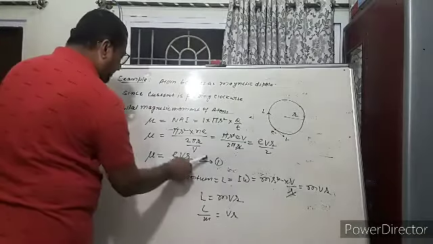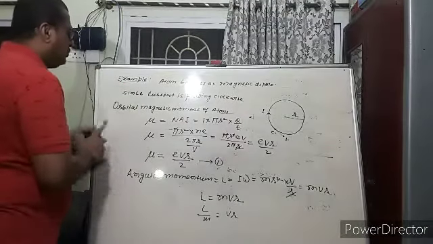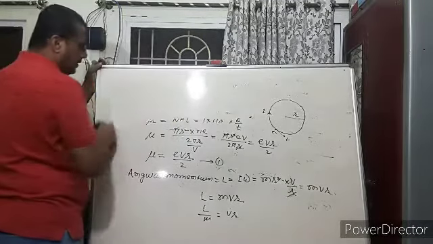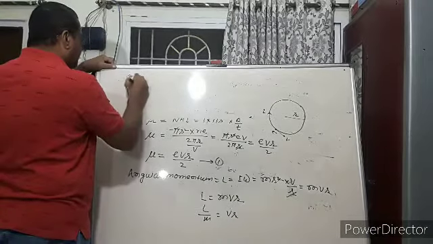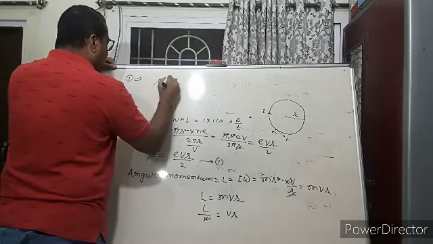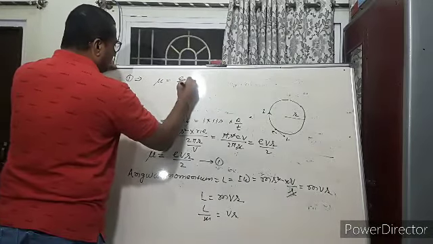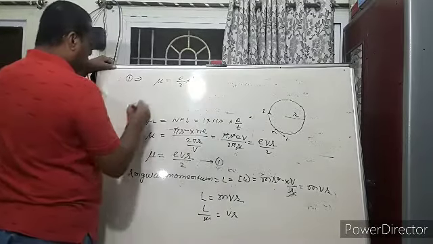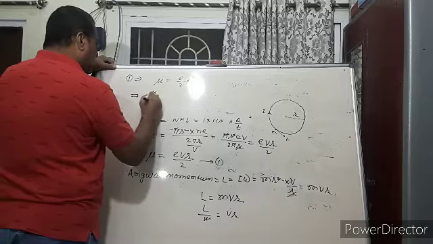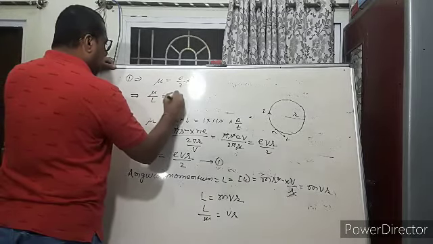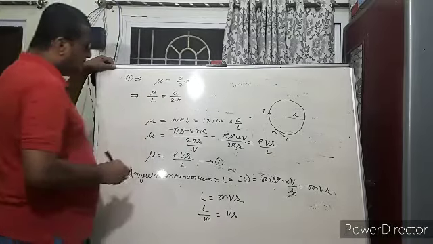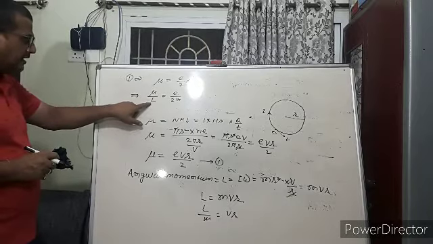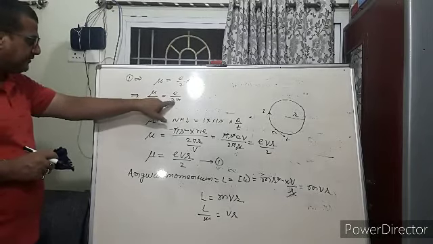Putting the value of vr in equation 1, from 1 we can write mu is equal to e by 2 times vr, and vr is equal to L by m. So we can write mu by L is equal to e by 2m. This means the ratio of orbital magnetic moment and angular momentum is a fixed quantity.